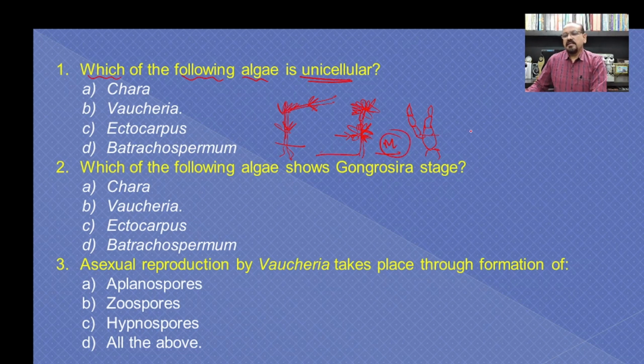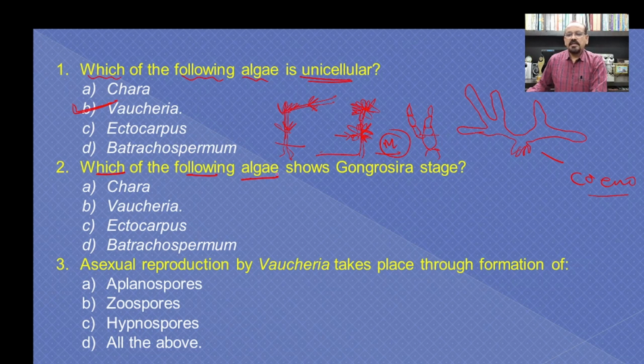But if you see the other one, Vaucheria, it is filamentous and has rhizoids, but it is unicellular, as it is a coenocytic structure, that is, without septum, and hence Vaucheria becomes the answer for this question.